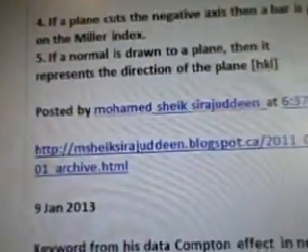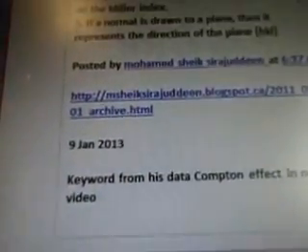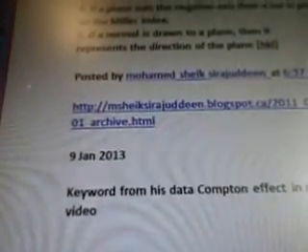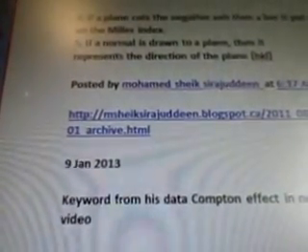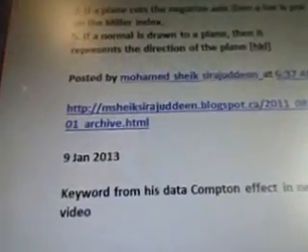That's from Mohamed Msheiksirajuddeen.blogspot.ca. Got some really cool stuff on his blog. He's got other things there. He had tons of stuff. But this is what stood out because it looked like the core design, so I grabbed it.